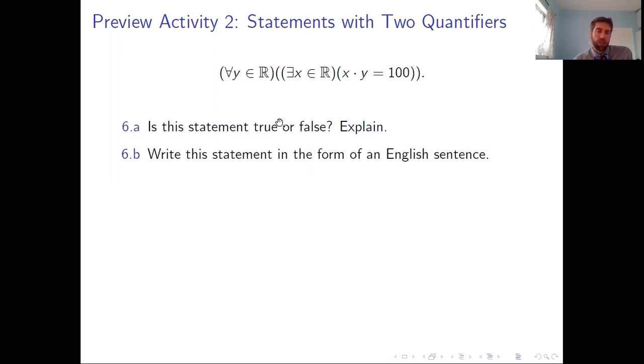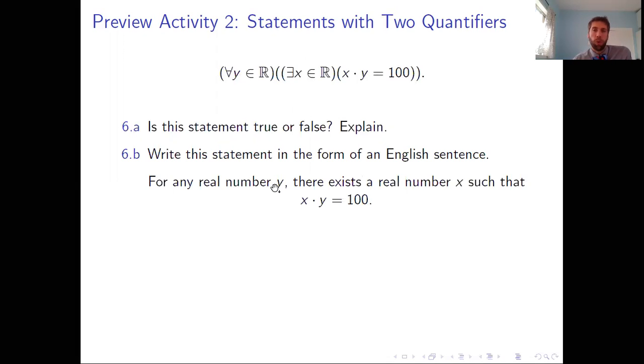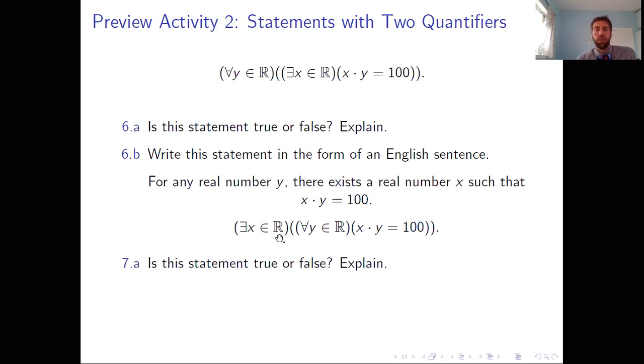So write it in the form of an English sentence: for any real number y, there exists a real number x such that x times y is 100. Okay, now think about this one. So we swap the x's and y's. There exists an x in real numbers such that for all y in real numbers, x times y equals 100. Is this statement true or false?